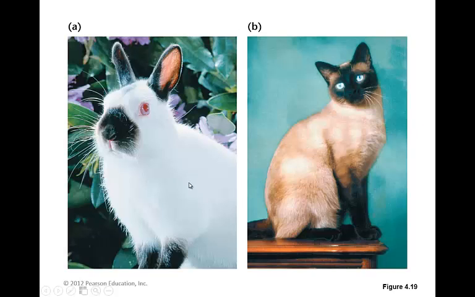Here's an example of the rabbit and of the cat. You can see, again, that the cooler areas are going to have the darker fur. The warmer areas are going to have lighter colored fur.